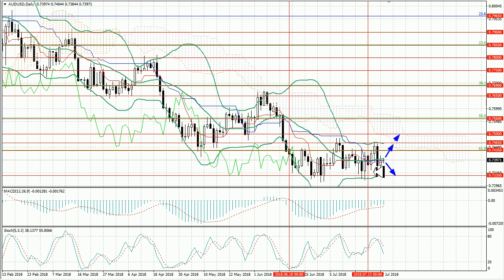Bollinger Bands are directed horizontally, a MACD histogram is stable in the negative zone, and Stochastic is directed downwards. Fundamental events of the week include the publication of data on retail sales and manufacturing PMI of Australia. Generally, the continuation of growth is possible, but a decline may begin as well.